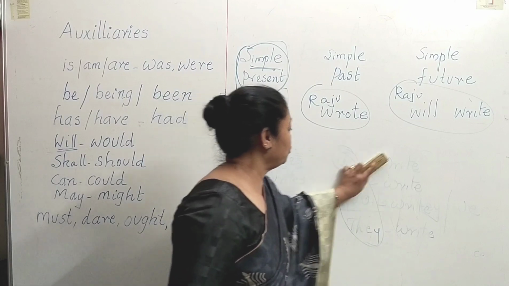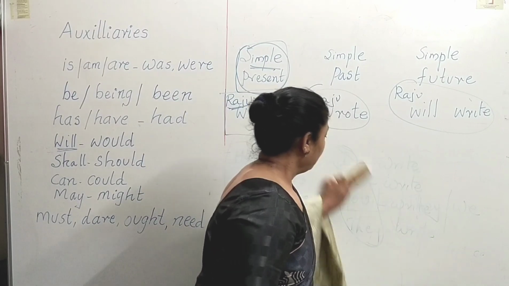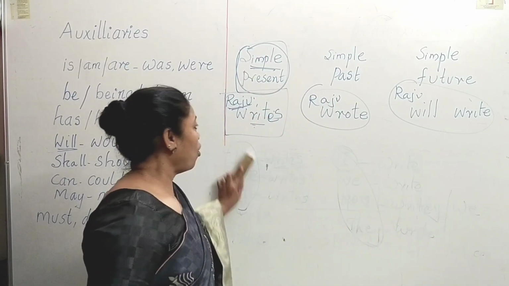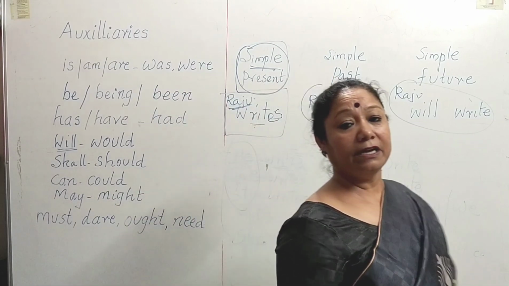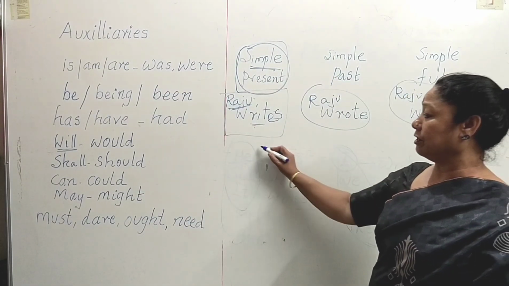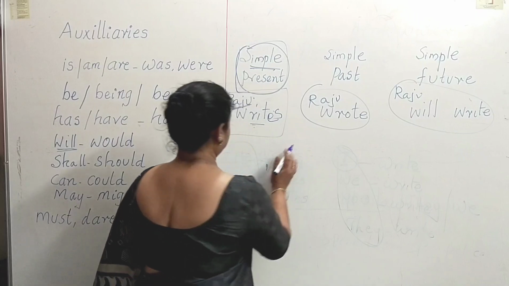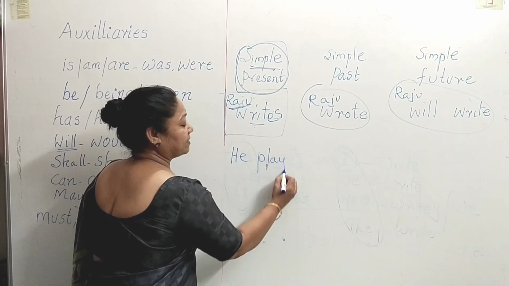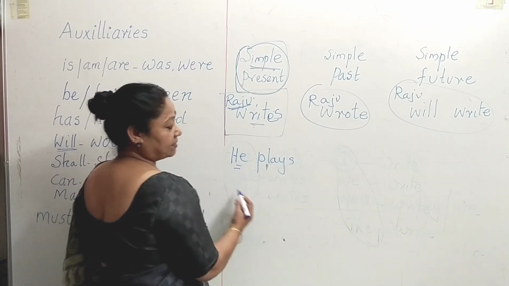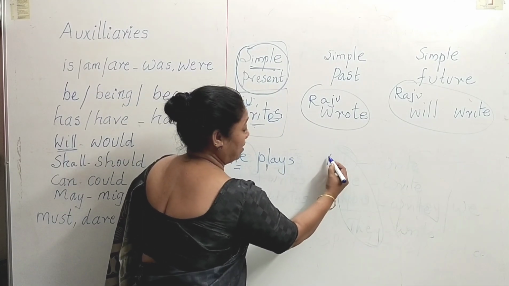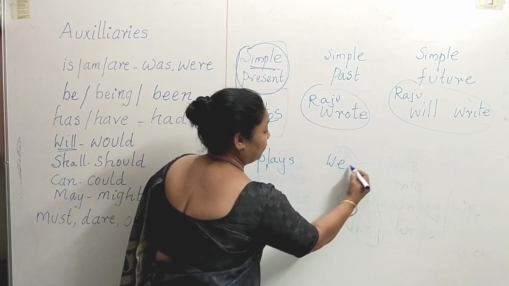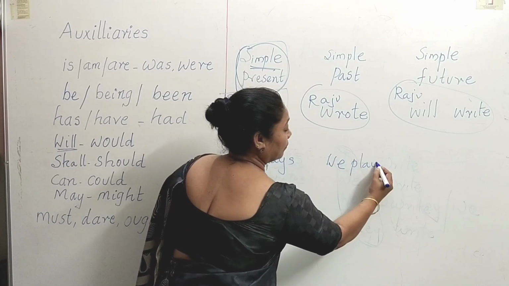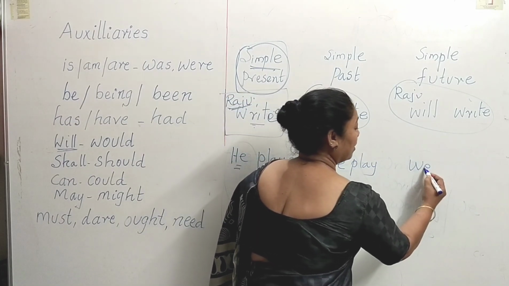Hope you have understood the simple tense forms. That is all the first three: simple present, simple past, and simple future. Let me keep a few more examples here. He plays. Here singular subject person. If I want to write I or we, it is we play, and future we will play.